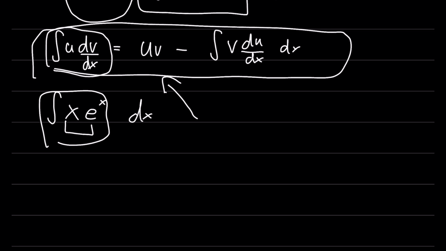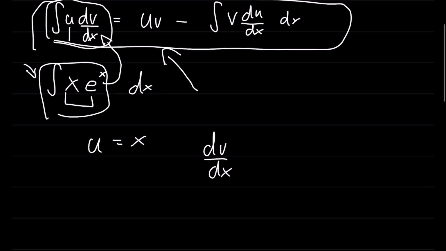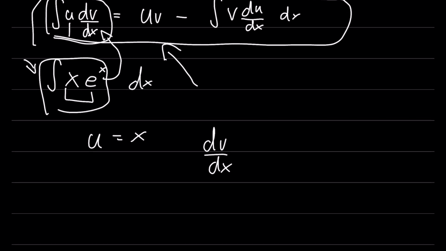Here is a way we can do this. We have to find a value for this. We'll let u, in our example, equal x. And for dv by dx, remember, we're trying to mirror this exact form, because that's how we're going to solve the question. So u is equal to x, and dv by dx is equal to e to the x.